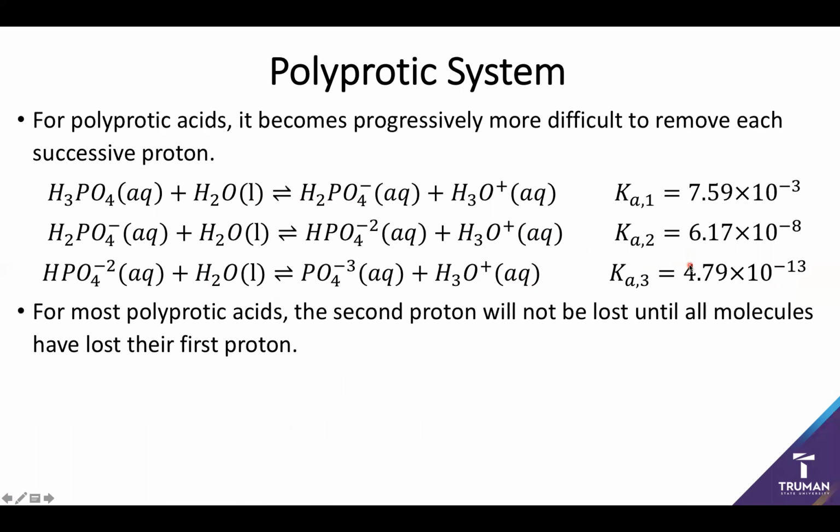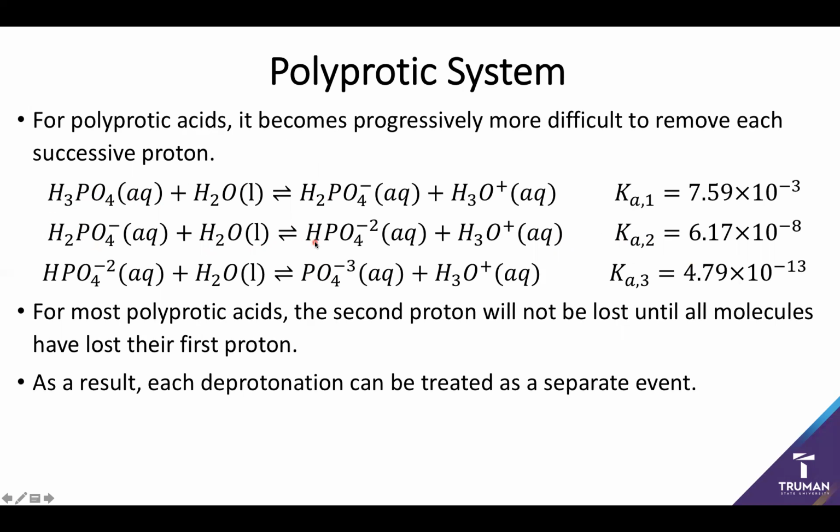As a result, for most polyprotic acids, we're not going to start to lose that second proton until we've completely turned all of that phosphoric acid into dihydrogen phosphate. And then we're not going to make phosphate until we've turned all the dihydrogen phosphate into the hydrogen phosphate. So each of these deprotonation events can be treated as a separate event. This has to happen, and then once all of this has been broken up, we can start doing the second acid reaction and then the third.